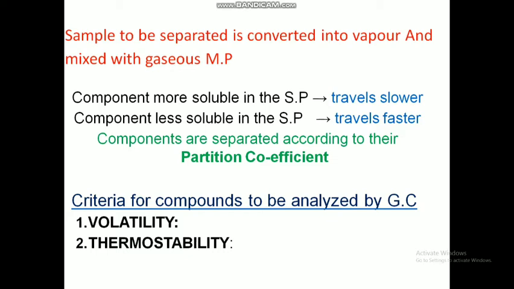Second, thermostability. If we have taken any sample, that sample contains complex compounds. So all the components will not be in the form of a vapor. There will be solid as well as liquid samples. Hence to convert them into a vapor form, they have to be heated to a high temperature. So at that temperature, the compounds have to be thermostable. If they are not thermostable, the compounds cannot be analyzed by gas chromatography, because we are using a gaseous mobile phase in gas chromatography.